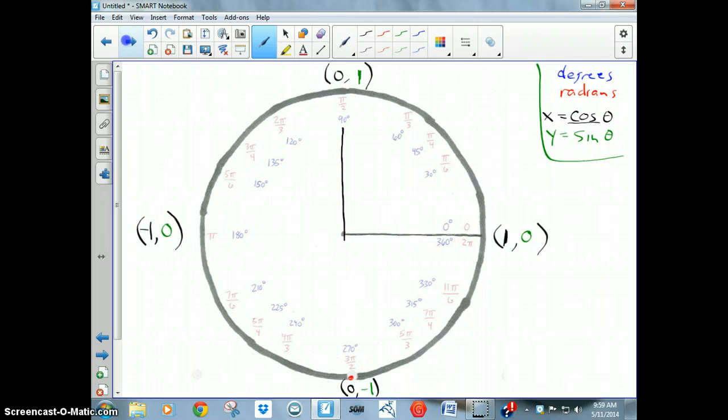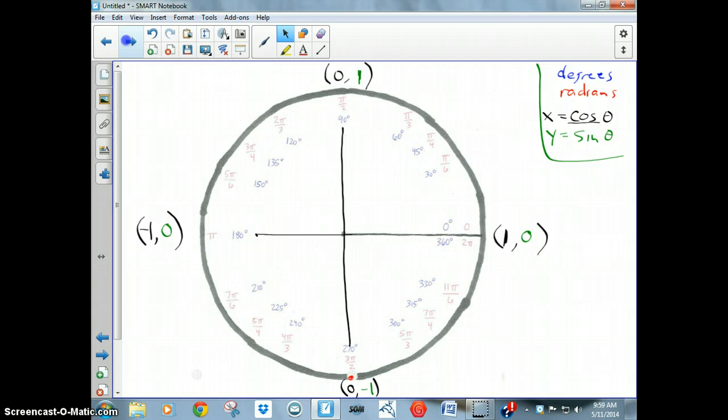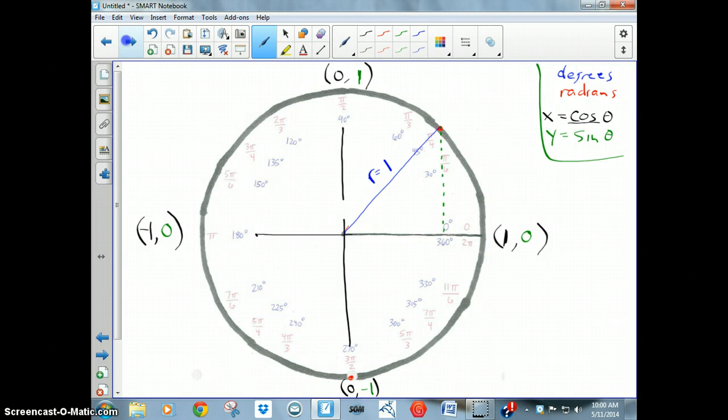Now I'm going to draw in my x and y axis again like I had up here just a second ago. All right, now let's talk about 45 degrees. Let's say point P is right there at 45 degrees. Well, I'm going to draw my blue terminal line. My blue line connects to point P. Remember, we're on the unit circle, so that's got a radius of 1. And I'm going to drop down my dotted green line to the x-axis.